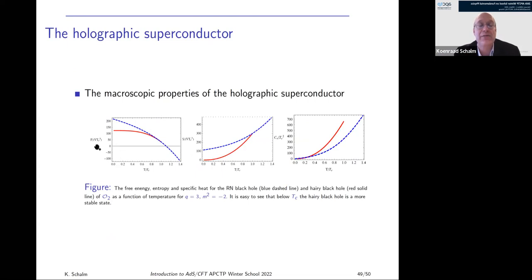You can compare its free energy to the Reissner-Nordström black hole and indeed see that below Tc, the superconductor becomes the preferred solution. Look at its entropy, which indeed decreases, and then from the entropy, you can compute the specific heat. These are all objects that we now know how to compute in these systems.